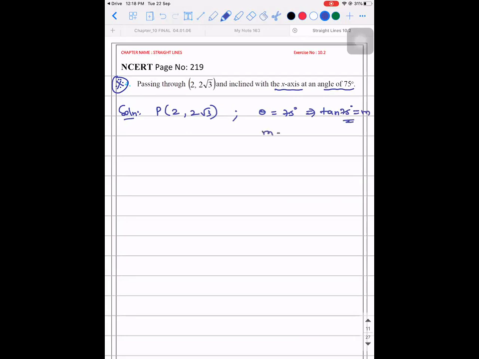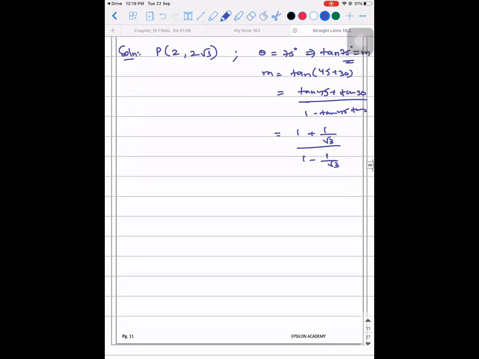M is equal to tan 75, which can be written as tan of 45 plus 30. So it is tan 45 plus tan 30 divided by 1 minus tan 45 tan 30. So tan 45 is 1, tan 30 is 1 by root 3, divided by 1 minus 1 by root 3. So what will be the required answer? It will be root 3 plus 1 by root 3 minus 1. This is the slope.